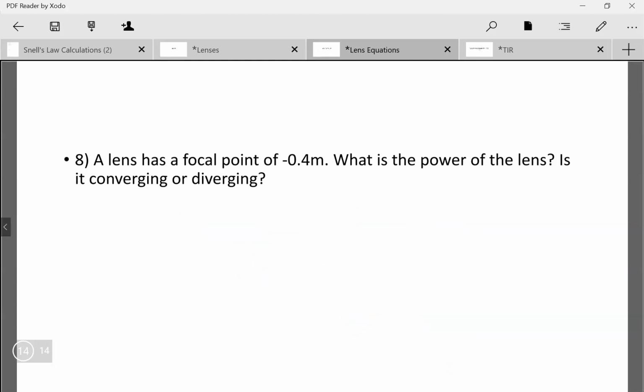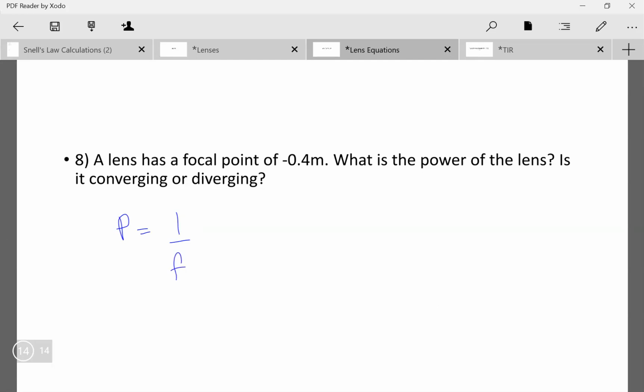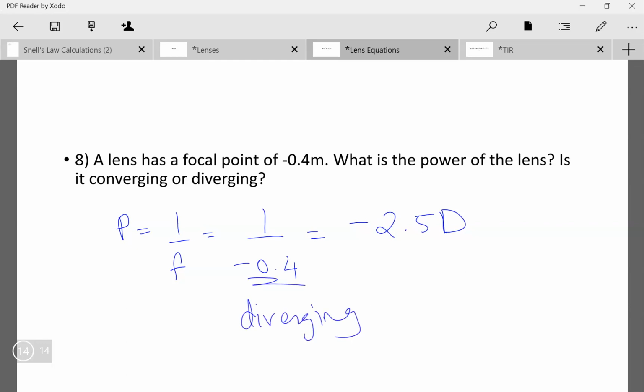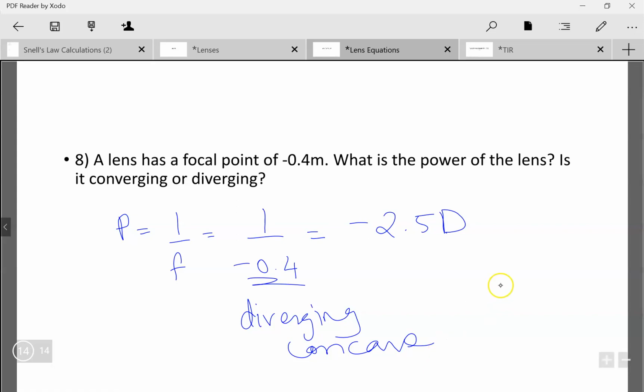Focal point of negative 0.4 meters. Again, power equals 1 over the focal length, it's 1 over negative 0.4, which is, I think, negative 2.5 diopters. It is a diverging lens because I have a negative focal length. So this is a concave lens. And that concludes basically all the questions that we could solve.